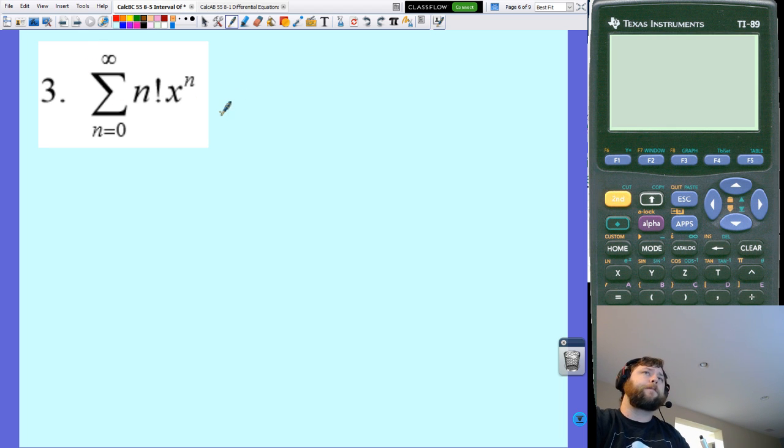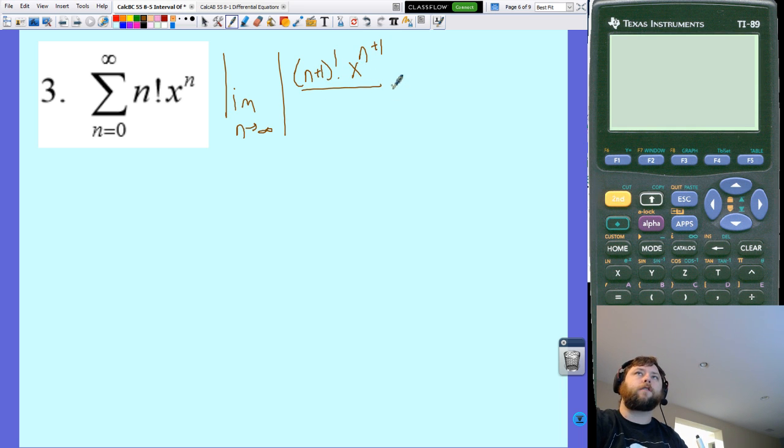I'm going to try this one. So this is going to be interesting. Same thing. We're just going to try the test. So the ratio test sets up the limit as n goes to infinity of (n plus 1) factorial times x to the n plus 1, all over n factorial times x to the n. You have to play the cancel game. Most of the x's cancel out.